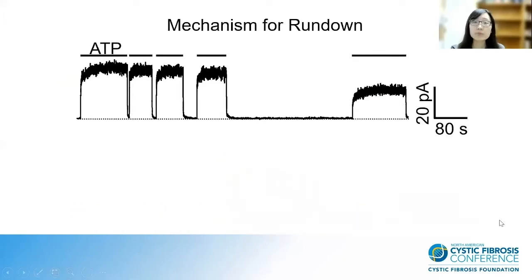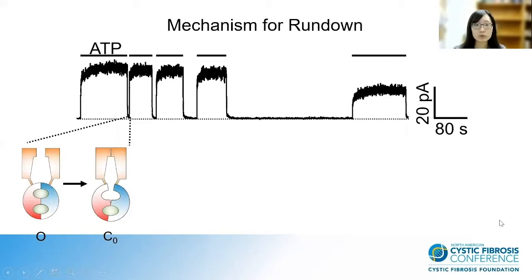Here, let me propose a model to describe the potential mechanism for rundown. The moment ATP is removed, the channels close upon hydrolysis in Cy2, but ATP in Cy1 stays longer. This closed state with partially connected MBDs, labeled C0, is able to bind the next ATP immediately and opens right away.